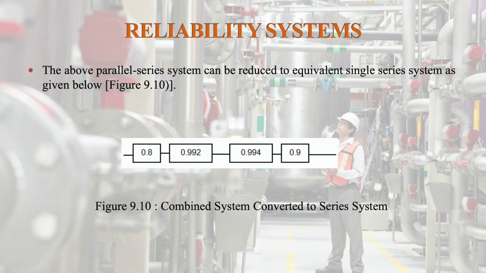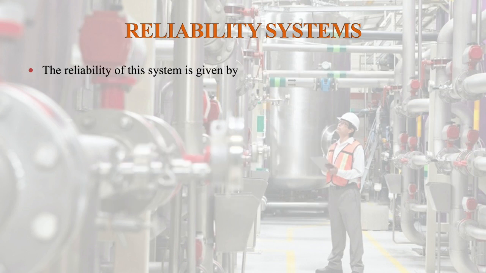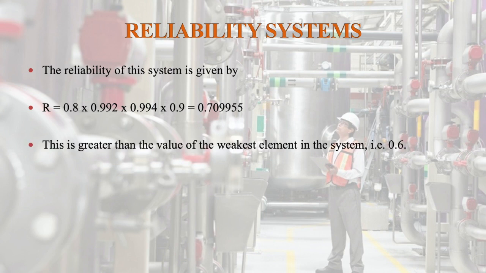The above parallel series system can be reduced to an equivalent single series system as given in figure 9.10. So first it was parallel and series, now it has reduced to a series system with 4 components. Then the reliability of this system is given by R is equal to 0.8 into 0.992 into 0.994 into 0.9, that is equal to 0.709955. This is greater than the value of the weakest element in the system, that is 0.6.